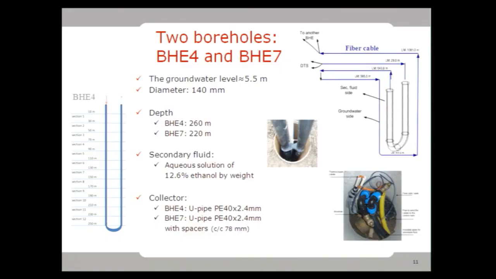And these experiments were done in two installations, two borehole heat exchangers, which are in the project called BHE4 and BHE7, borehole heat exchanger 4 and 7, respectively. And these heat exchangers had a groundwater level of 5.5 meters. This is the diameter. You can see the depth for each of them. The fluid used is the same, having an aqueous solution of ethanol. And then the heat exchanger is a U-pipe, as shown here, or a U-pipe having spacers separating the pipes, as shown here.